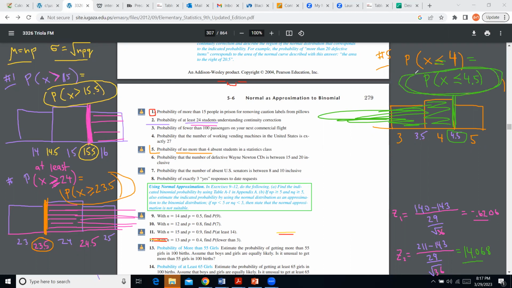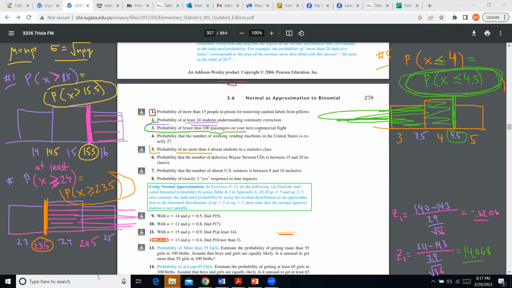So all these exercises just ask to turn the probability they asked about into the probability with this 4.5 or 23.5, with this 0.5 increment.